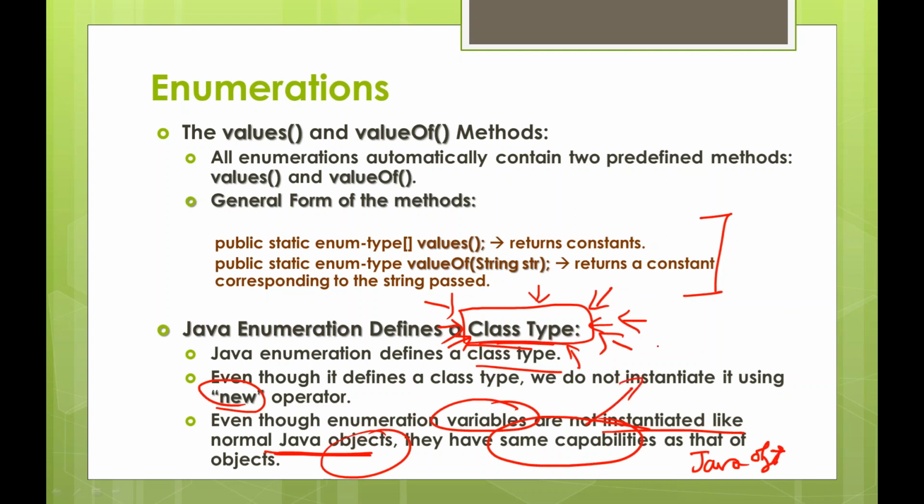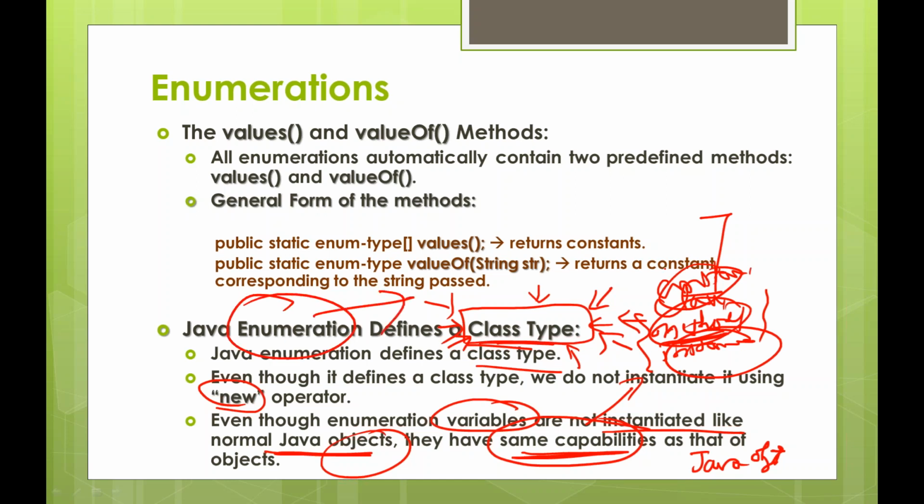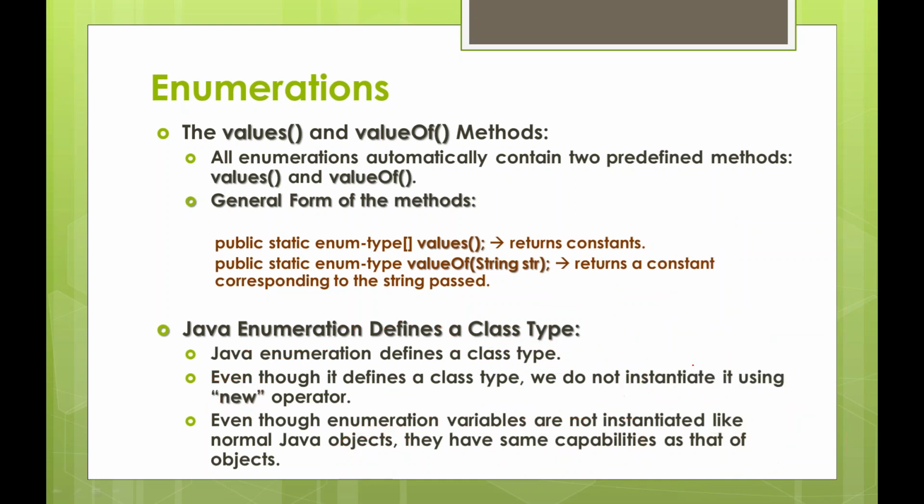Say for example, you have methods and instance variables declared in your class, and similarly you can have constructors in a class. Enumerations have the same capabilities. You can define constructors, methods, and instance variables all in one enumeration, and you can access all of them. We will see how that can be done.